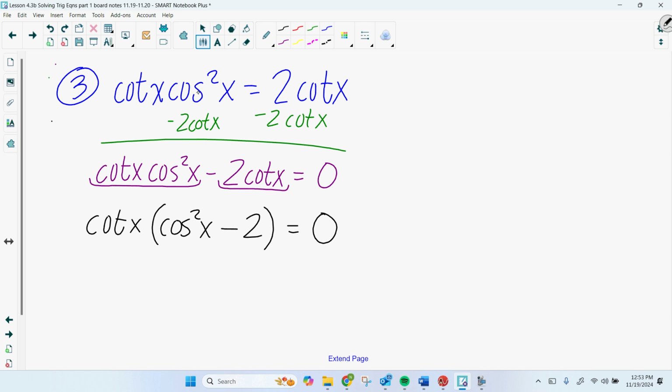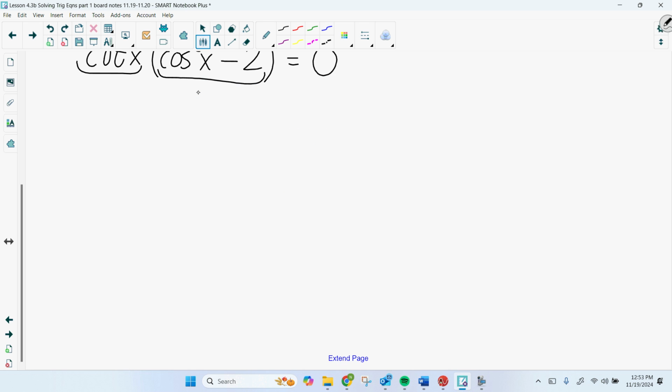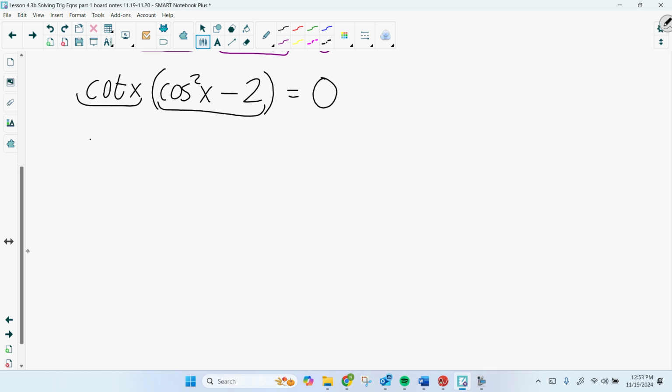Here's the thing with factoring. We said it always has to equal 0. The reason is because anything times 0 is 0. And so it means that either this term is 0 or this term is 0. It doesn't matter which one. And so my next step is to split it. So I'm going to have cotangent of x equals 0 and cosine squared of x minus 2 equals 0. That okay so far? So split the factors. Okay. So again, make sure you have that if you don't have it yet.